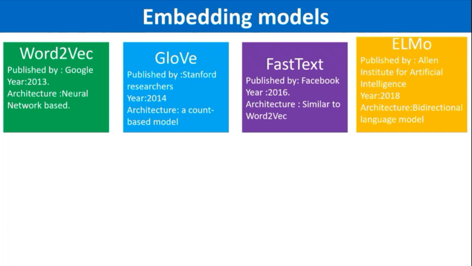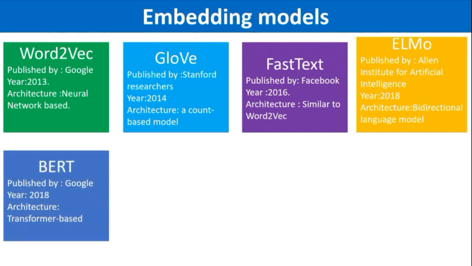ELMo. This model was published by researchers at Allen Institute for AI in 2018. ELMo, which stands for Embeddings from Language Models, uses a bidirectional language model to learn context-dependent word embeddings. BERT. This again was a major breakthrough. This model was published by Google in 2018. BERT, which stands for Bidirectional Encoder Representations from Transformers, is a transformer-based model that uses a masked language modeling objective to learn context-dependent word embeddings.